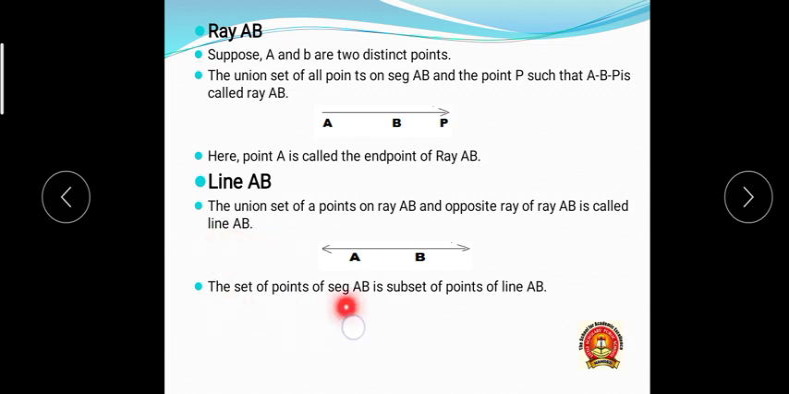The set of points of segment AB is a subset of the points of the line. Means, if you are considering from this point to this point only, then this segment is a subset of your line.